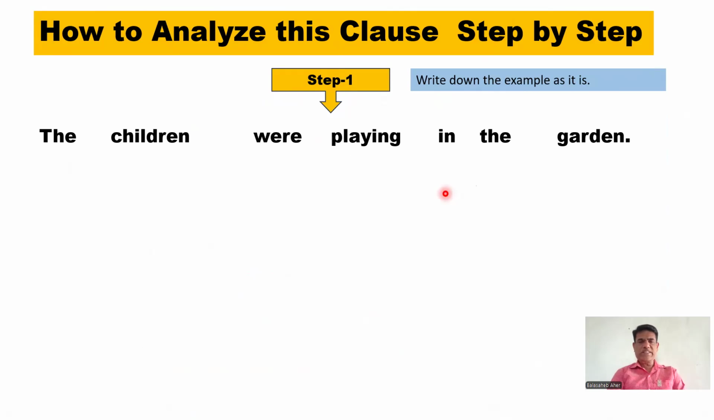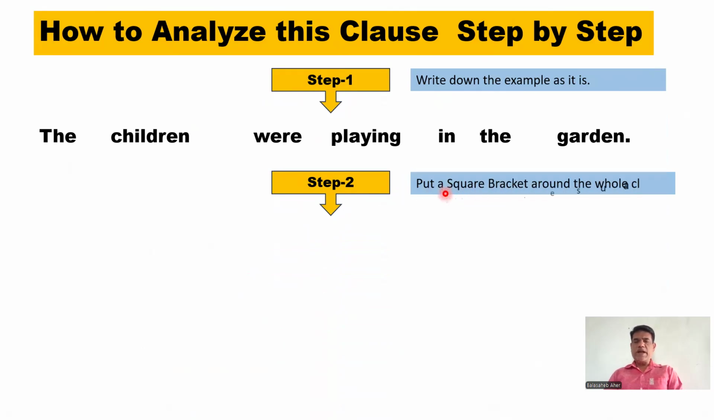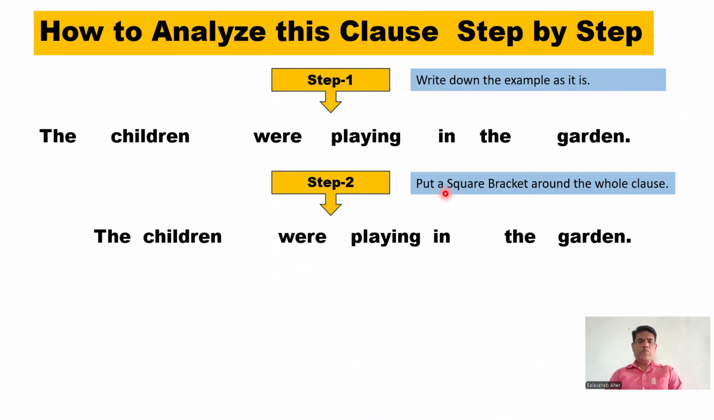Now let us go to the second step. In the second step, what we have to do is put a square bracket around the whole clause. It may be any clause, any example that we will get in the question paper. We have to do it step by step, that I am showing you like this. So again, put the square bracket around the whole clause. The first bracket will open before the word the, and it will end after the garden. The square bracket we have to put because this is a clause and clauses are enclosed in a square bracket, that you should remember this.